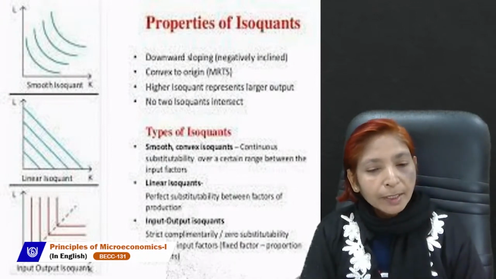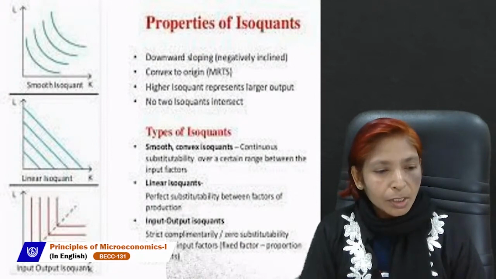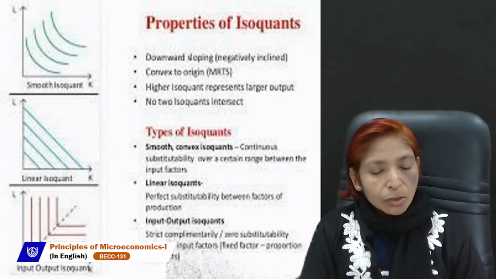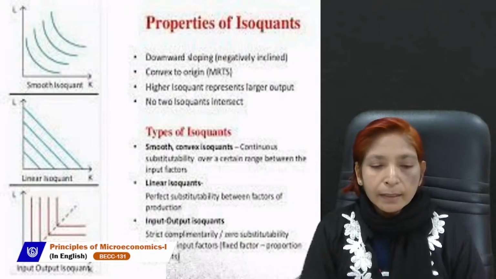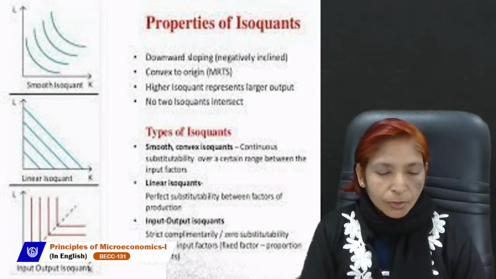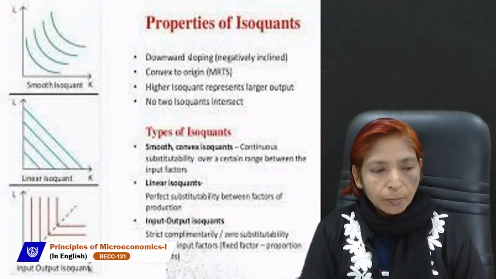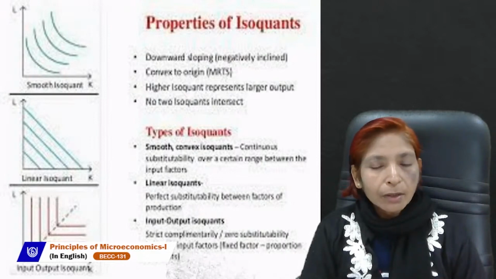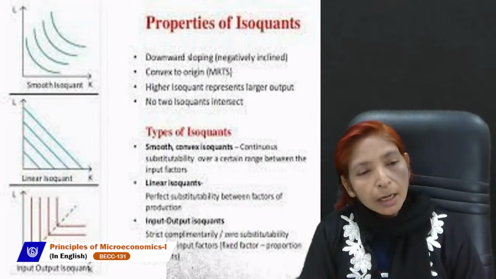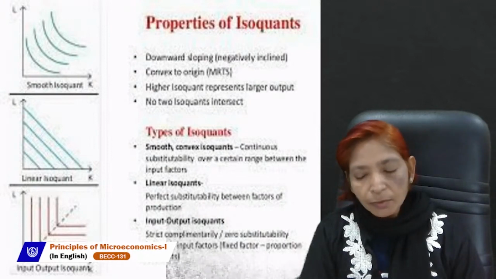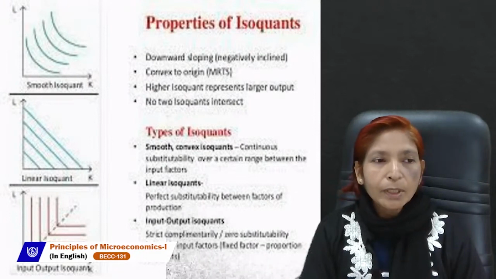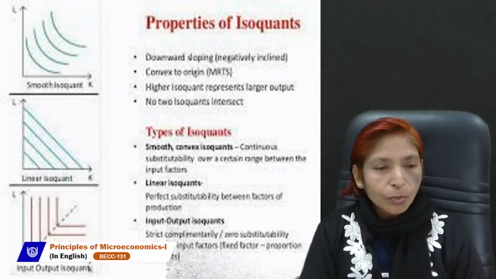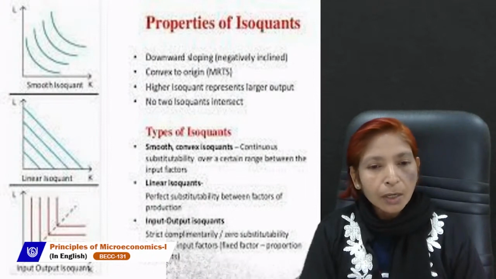And in case of perfectly complementary factors of production, the isoquant curve will be an L-shaped curve or 90-degree angle. So these are the two exceptions, perfect substitute and perfect complementary. But generally the isoquant curve slope is always downward or convex to the origin. It never intersects each other. It may be more than one. Higher shows higher output and lower shows lower output.